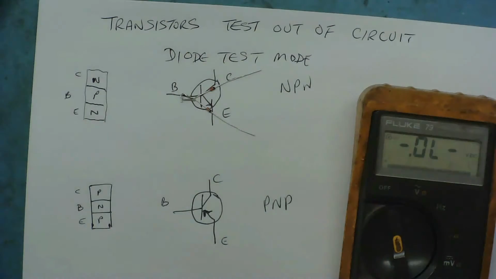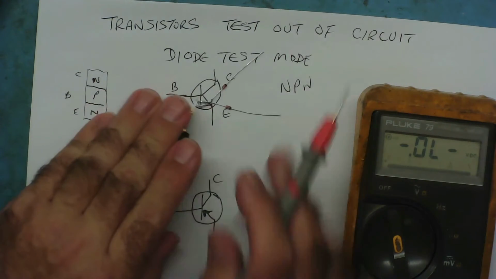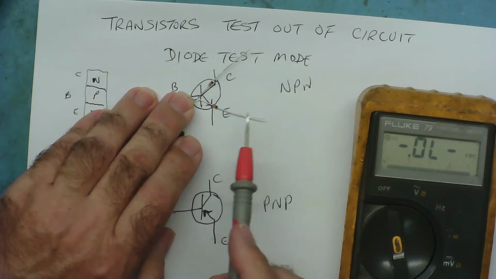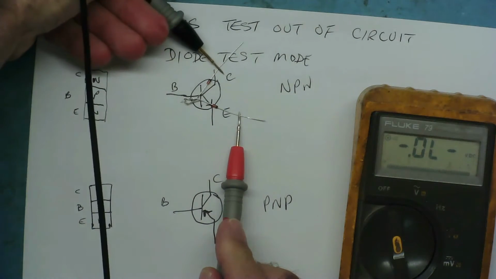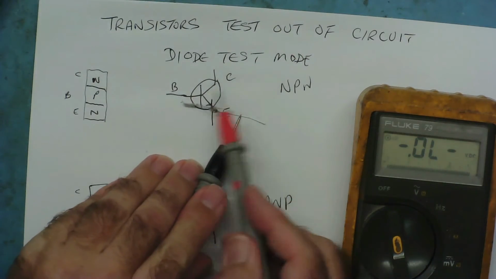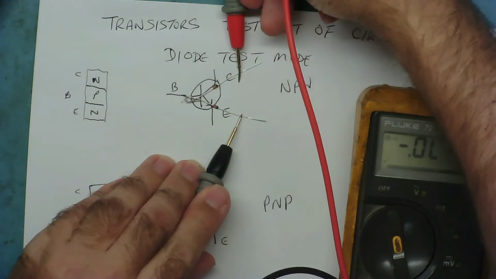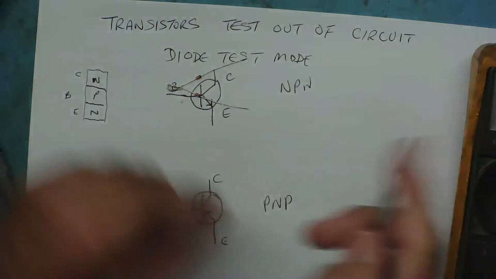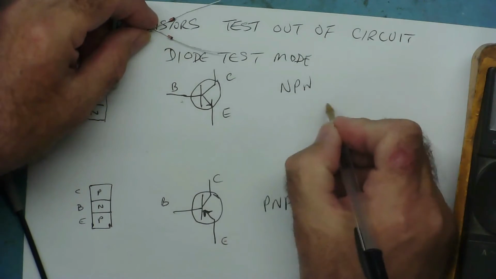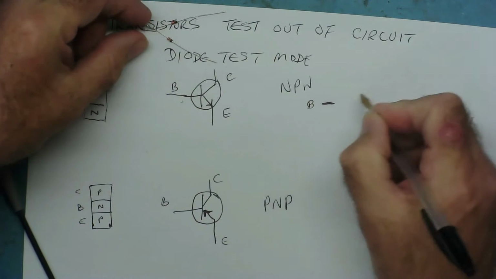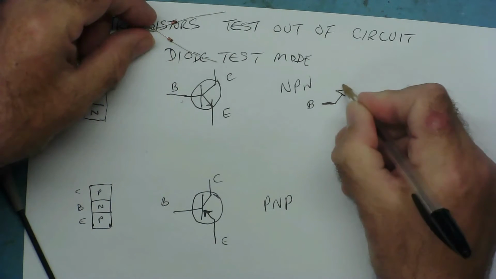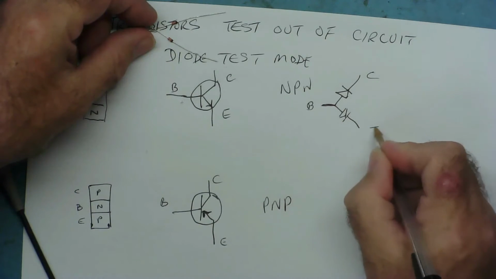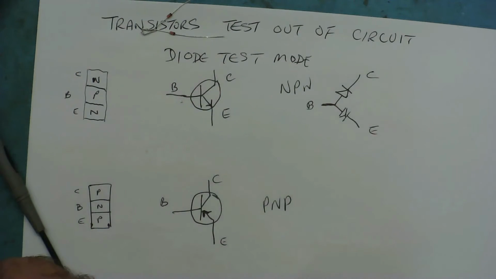If I now reverse it, so I put the negative on the base, I don't see anything. The diode is reverse biased, yeah? And likewise, if I go from the collector to the emitter across the 2 diodes, it's open circuit. Yeah, I don't see anything. Okay? So that's how it looks to your meter. It looks just like this. Base, diode, collector, emitter. Yeah, that's what your meter sees.